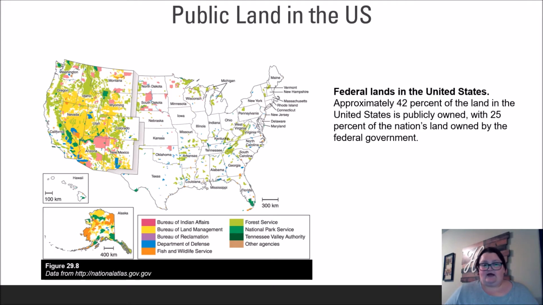This is, of course, outside of the consideration of these lands being originally owned and inhabited by indigenous populations who were unceremoniously and often violently removed from their lands.